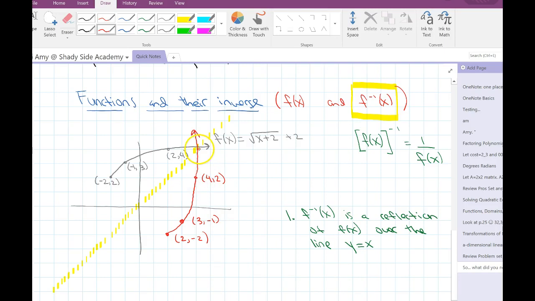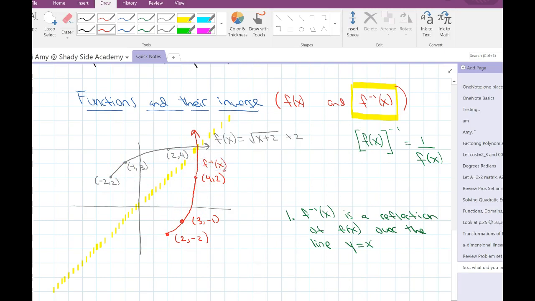And if you want to do a little exercise, you can go ahead and graph f of x. Use some graph paper, graph f of x, graph the line y equals x, fold your paper along the line y equals x, and see where f of x lands, and that would be the inverse. So this is the inverse, okay?